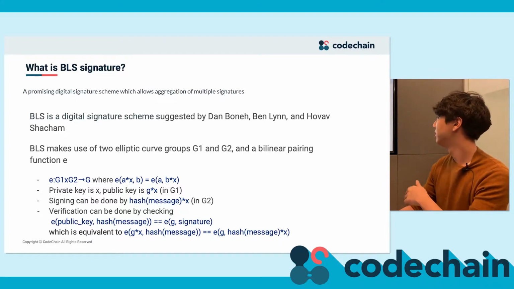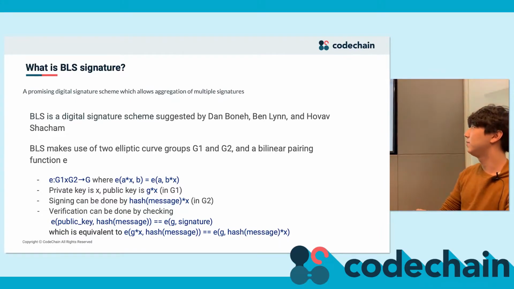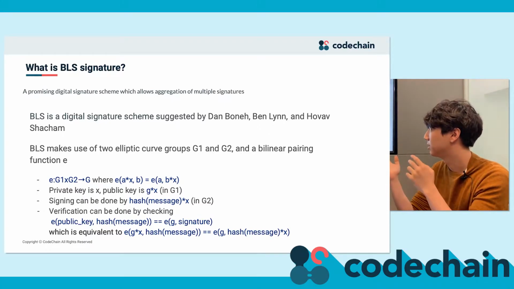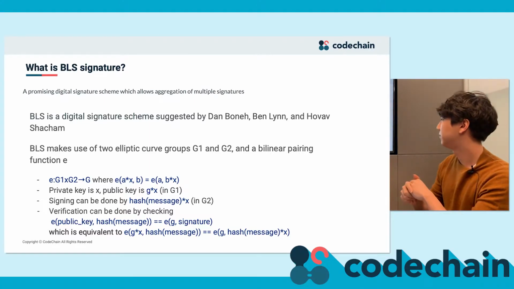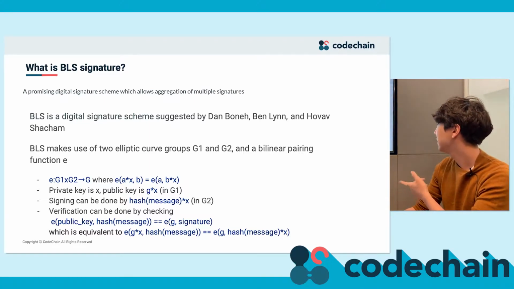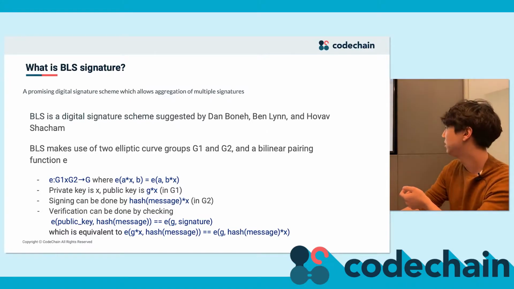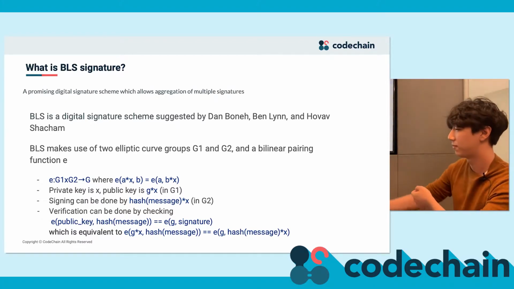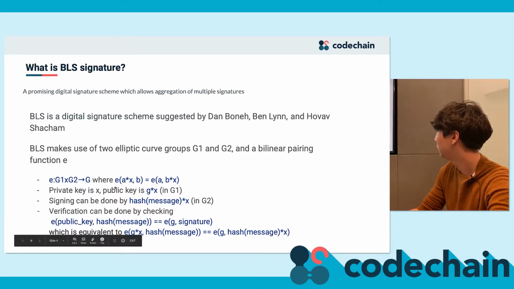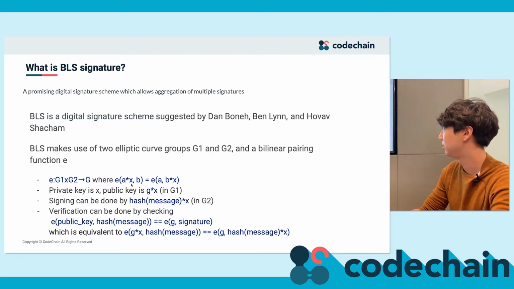BLS signature is a promising digital signature scheme which allows aggregation of multiple signatures. It was suggested by these three cryptographers, and simply, BLS makes use of two elliptic curve groups G1 and G2 and a bilinear pairing function e, which means that e is a function from G1 cross G2 to G, where it satisfies the following property, which means that the multiplication on the G1 side is equivalent to the multiplication on the G2 side in the pairing function.